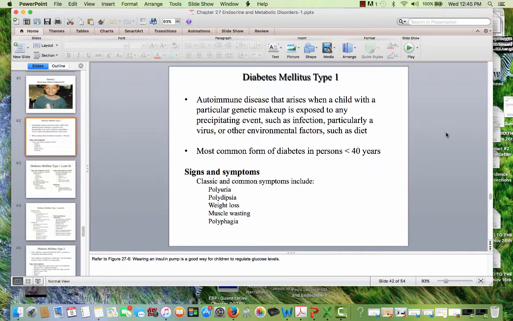Afterwards, they notice these classic symptoms: polyuria, polydipsia, weight loss, muscle wasting, and polyphagia. Of course, initially you would tend to see the polyuria, polydipsia, and maybe even some weight loss. Type 1 is the most common form of diabetes in persons less than 40 years of age as well.